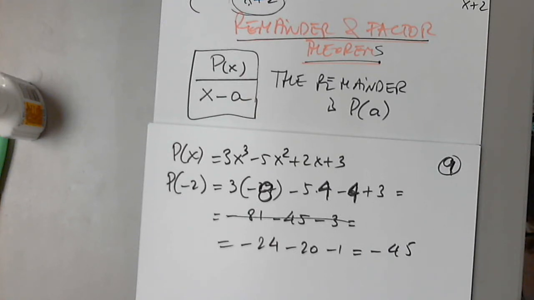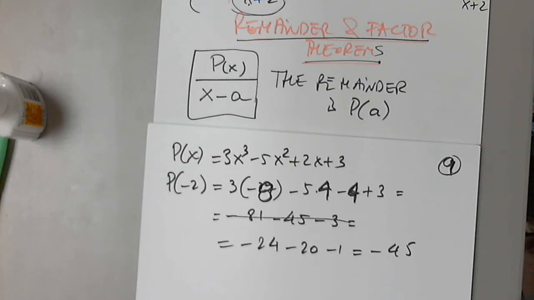So negative 24 minus 20 minus 4 plus 3 is indeed negative 45. Okay, so indeed we got negative 45 as expected. The remainder of this division, as you notice, can be determined without finding the quotient. So if we divide by x plus 2 or x minus 5 or x minus 3, whatever, and we are only interested in the remainder, we do not have to use the long division. We can directly plug in negative 2 in p and we obtain the remainder.